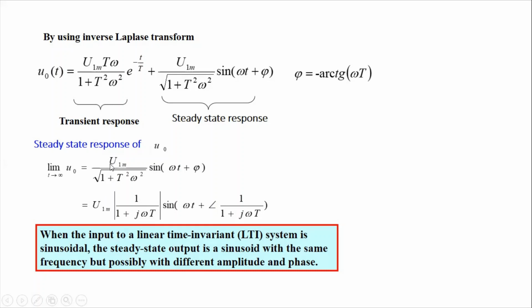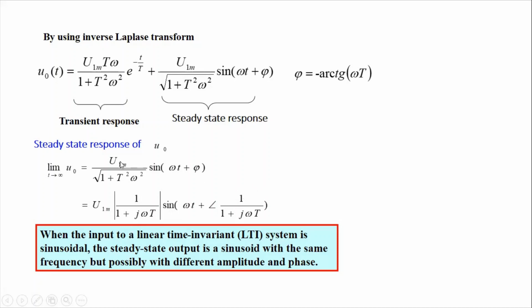u1m, some magnitude, some constant, into... look at the denominators carefully. I have written it in a reverse way by adding a j in the denominator part. So this denominator is as good as the magnitude of this expression, square root of 1 plus omega square t square. Now, where does this angle appear? It is the angle of this term, so that is added to the phase angle part.